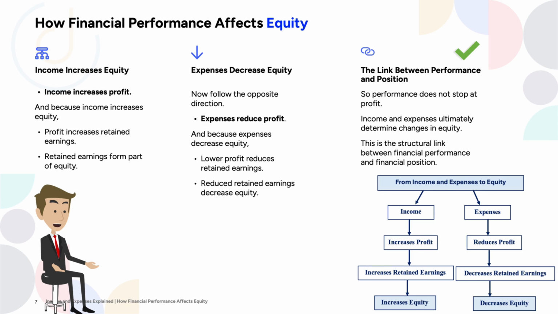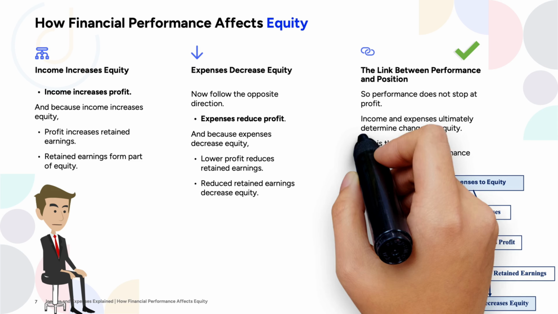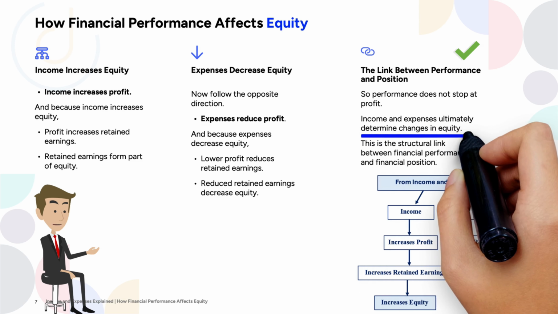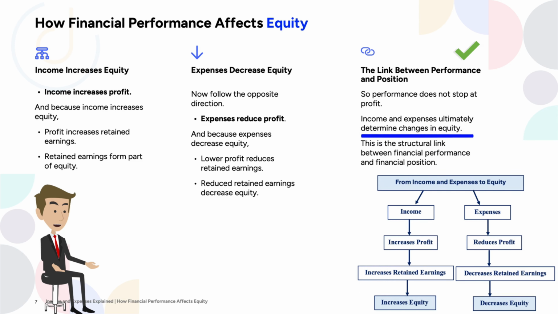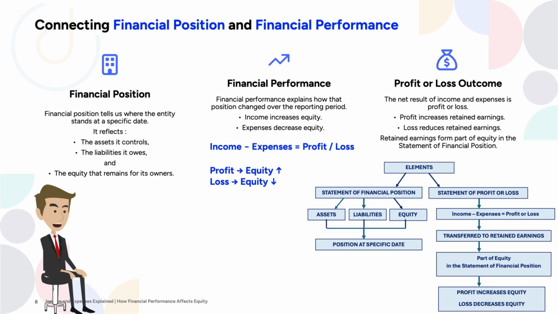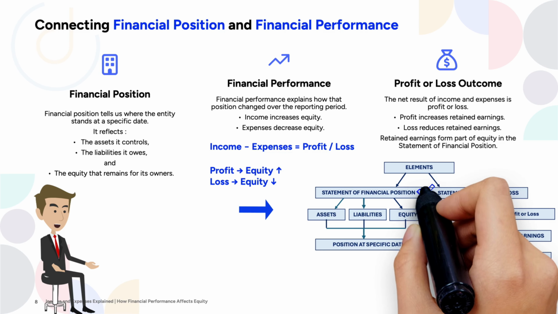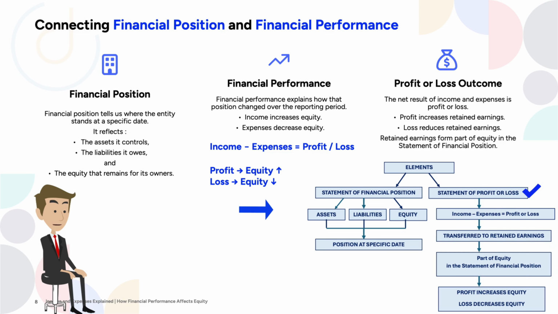So performance does not stop at profit. Income and expenses ultimately determine changes in equity. This is the structural link between financial performance and financial position. Let us now bring everything together. As the diagram shows, we have now explored the two core aspects presented in the financial statements: financial position and financial performance.